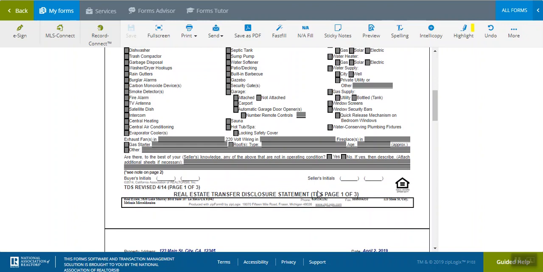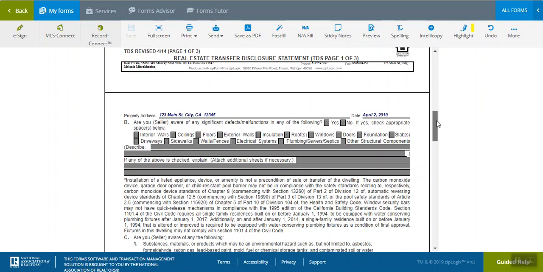The purpose of the TDS is to identify for the buyer significant defects or malfunctions of structural components of the property, such as walls, roofs, windows, foundation. The TDS requires the seller to identify any known defects, which is on the second page of the TDS. Again, if the seller is aware of any significant defects or malfunctions, they need to give an explanation of these items.